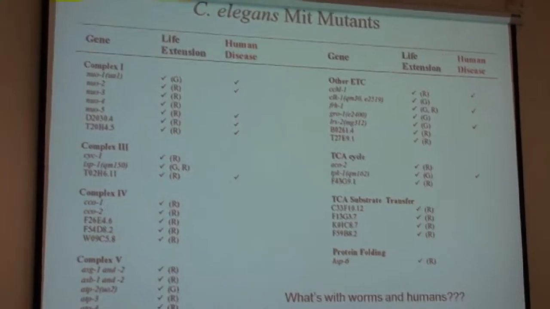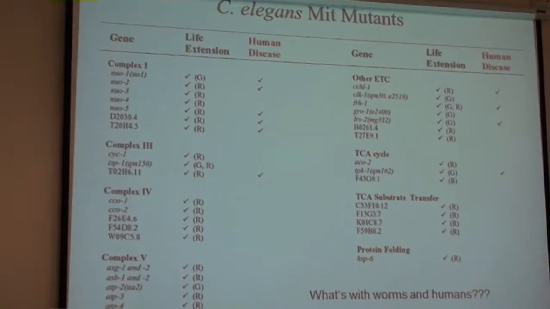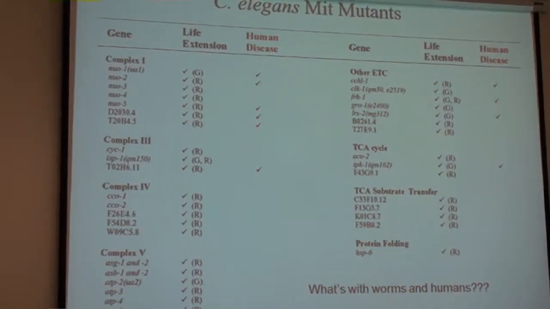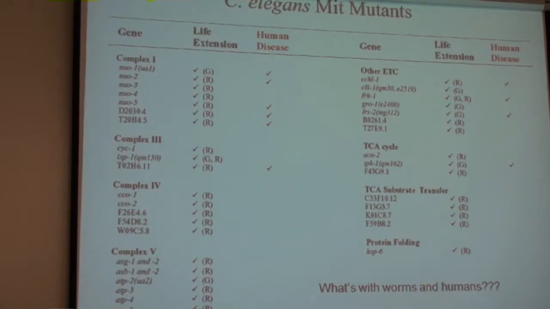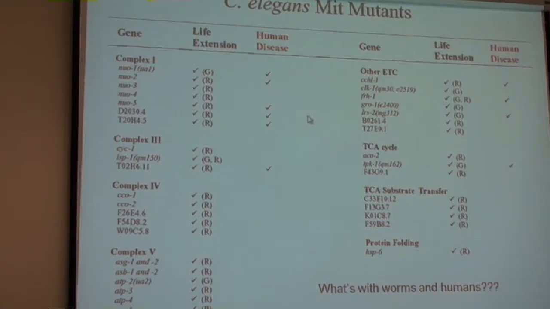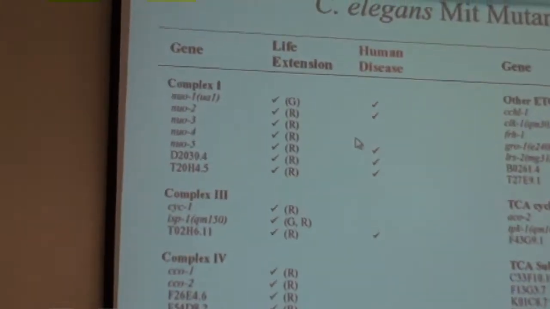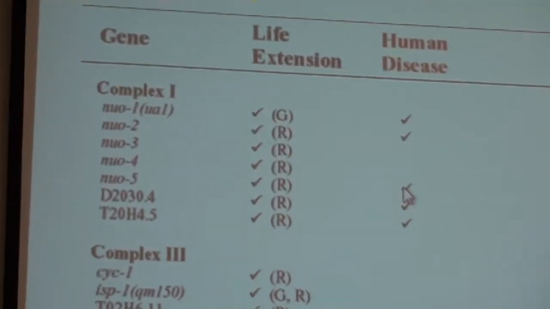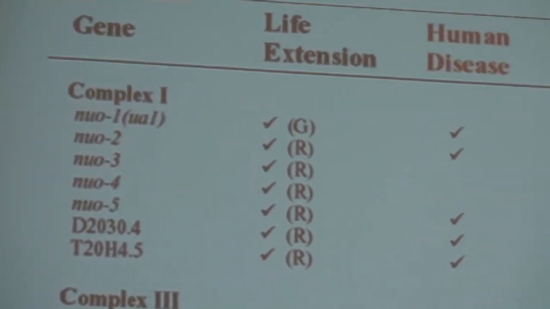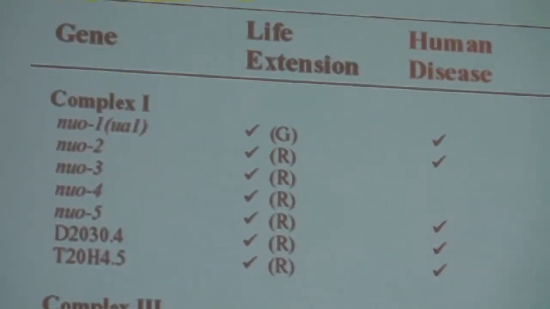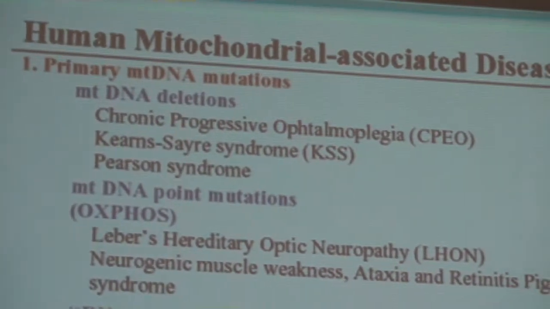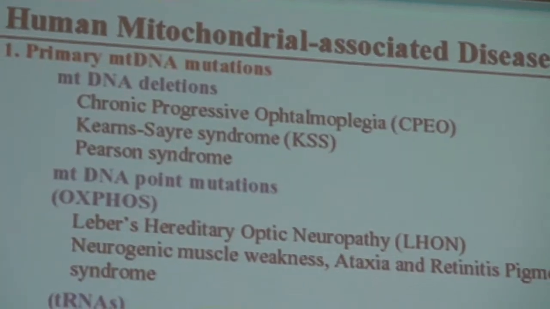Okay, so I think the most obvious question to everyone here has got to be what's up with worms, given that we know that when we disrupt the electron transport chain in humans, that quite often results in disease. And over here, I'm just illustrating that several of these very same genes, when disrupted in humans, lead to life shortening. So the big question is, can we learn anything from the worms? Are they pulling a trick that we might be able to apply to humans, or is it just a worm-specific thing? And here's a list of several mutations and disruptions associated with diseases in humans.